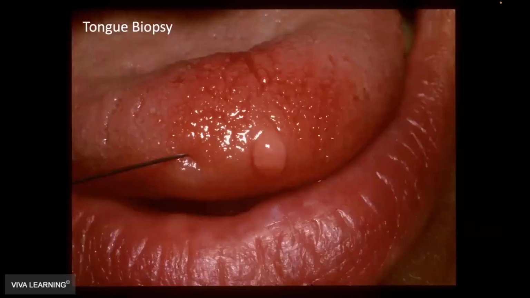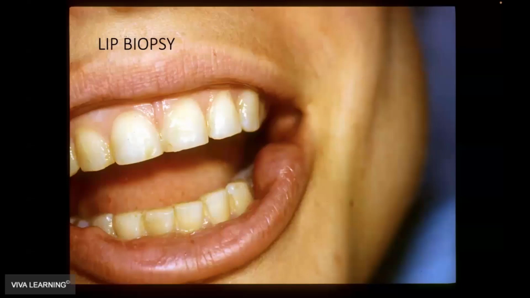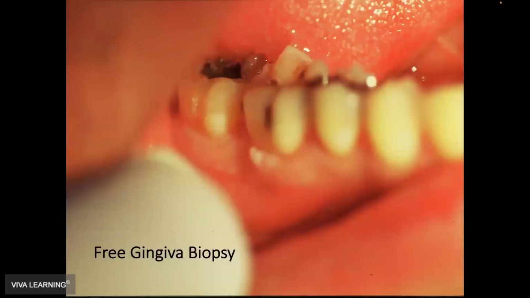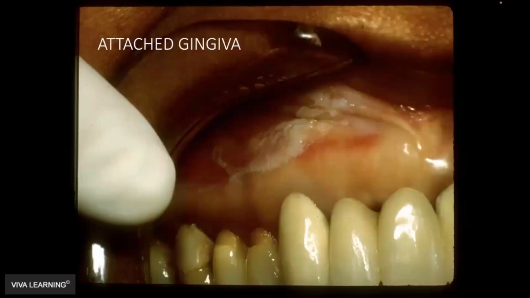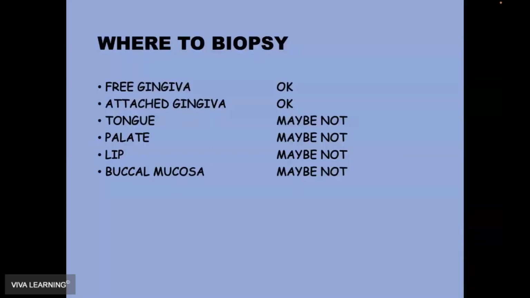So, tongue biopsy, check with the insurance company first. Buccal mucosa biopsy, check with the insurance company first. Lip biopsy, check with the insurance company first. Free gingival biopsy, these are always paid for when a general dentist does it. Attached gingiva, always paid for when a general dentist does it. Palatal biopsy, sometimes yes, sometimes no. Check with the insurance company.